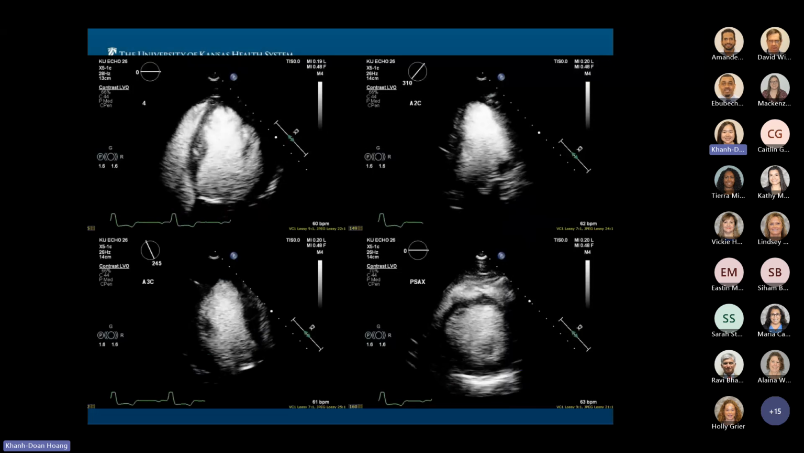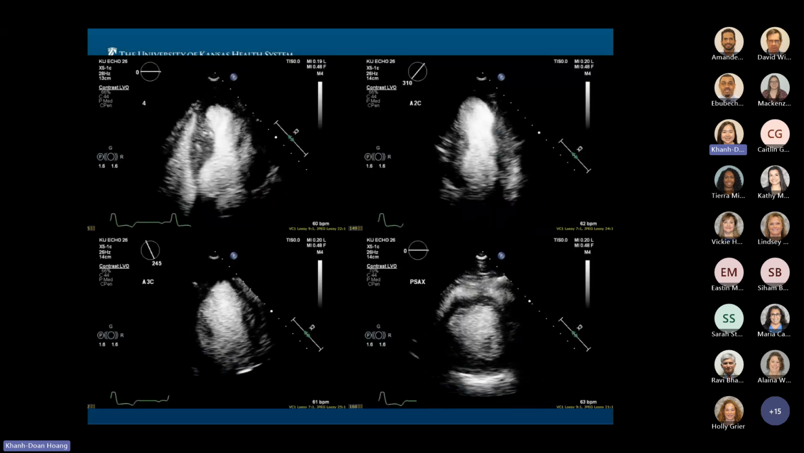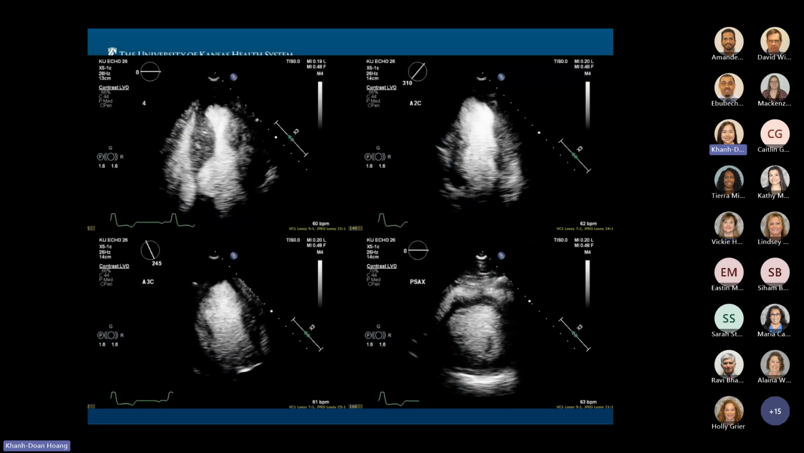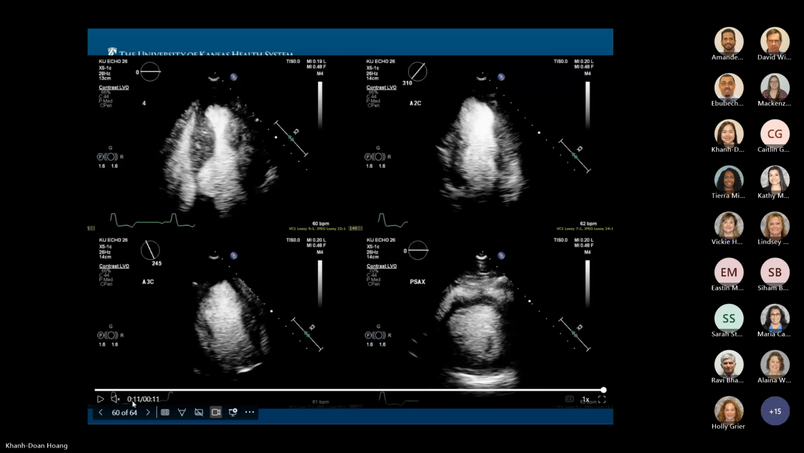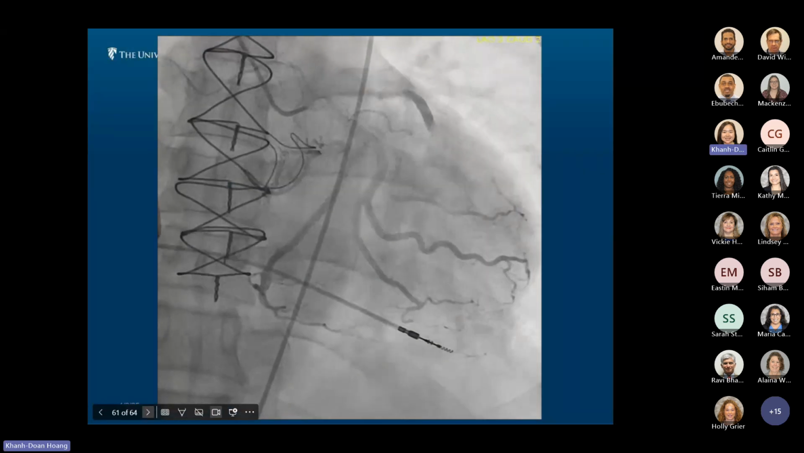So you have akinesis of the apical anteroseptal, apical inferoseptal, apical inferior, apical anterior, and your true apex. That's an LAD territory, right? Because as you get more distal like that, the artery that feeds a lot of those segments is your LAD. So they went for a cath.